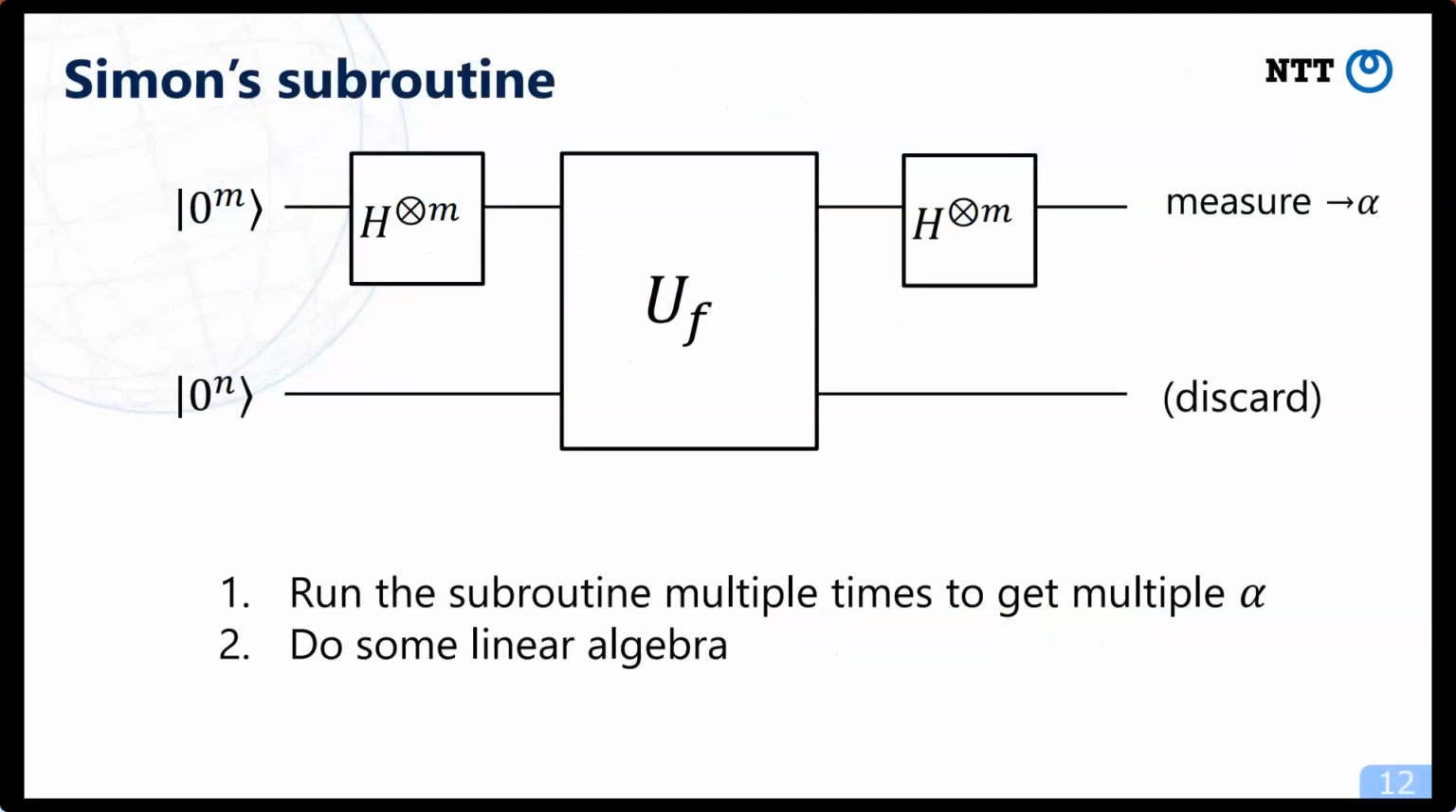Very roughly speaking, Simon's algorithm works like this. Simon's algorithm runs a subroutine, which I would like to call the Simon subroutine, multiple times. And the subroutine looks like this. It first prepares some zero state and performs some quantum operations like this. And finally, the subroutine measures the first register and discards the second register. Simon's algorithm runs this subroutine multiple times to get multiple alpha. And then the algorithm does some linear algebra.